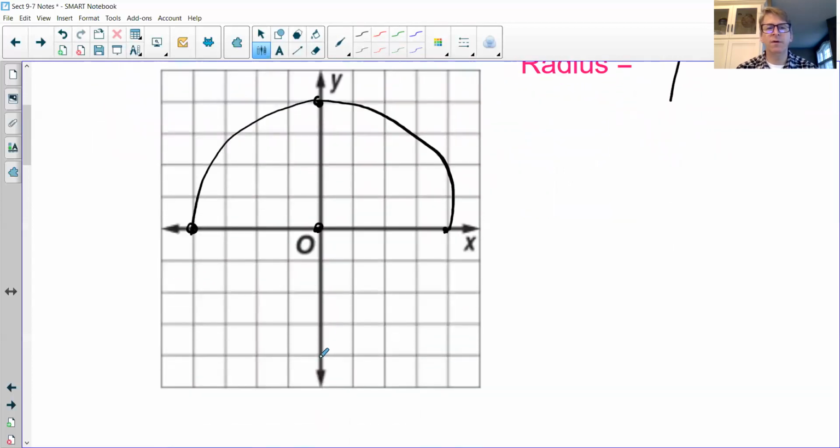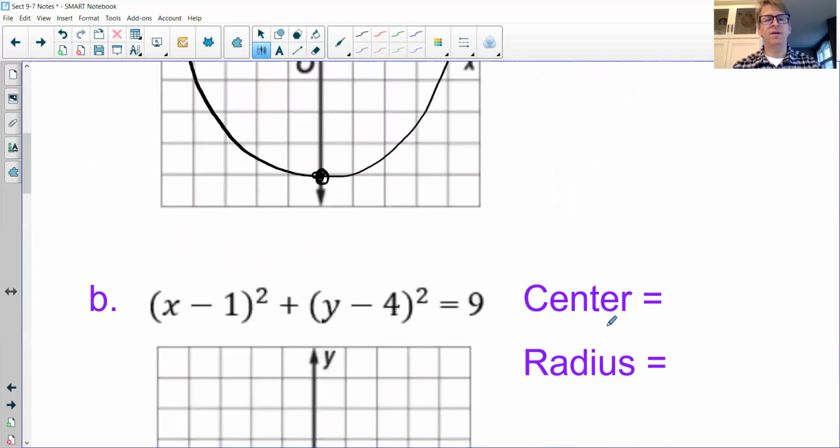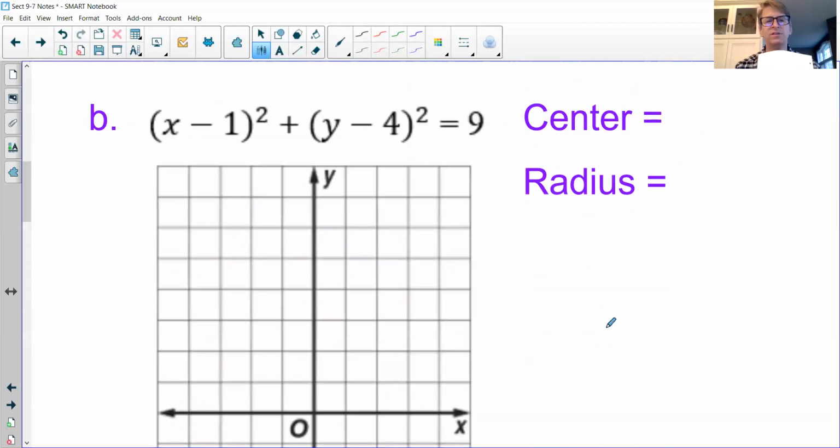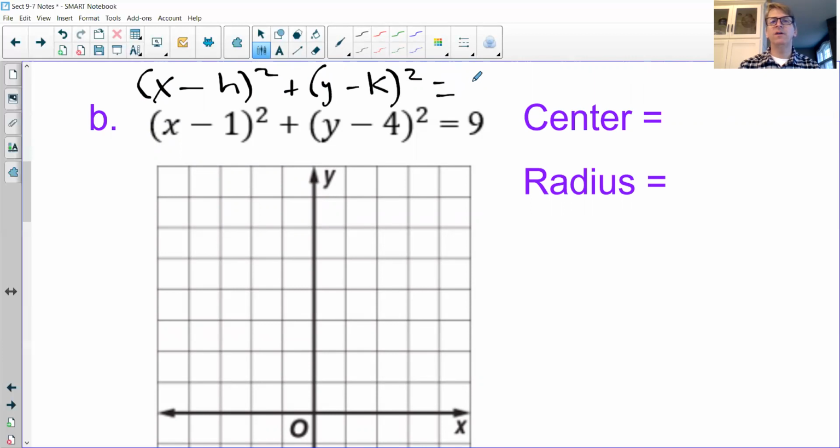One, 2, 3, 4 is the radius. And so forth. Okay. All right, letter B, x minus 1 squared plus y minus 4 squared is equal to 9. Okay, so again, I'm just going to write down the standard form on this one again. X minus h quantity squared plus y minus k, and that's quantity squared, and that's equal to r squared.